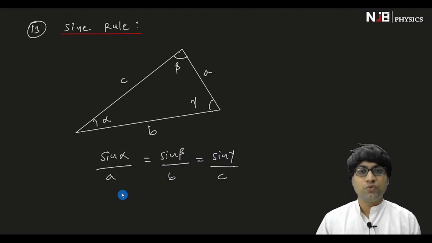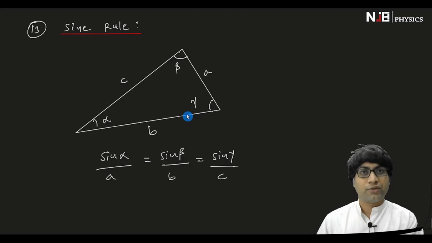So basically we can use this rule in certain situations where, let's say, alpha, beta and A are given to us, and we have to find the value of B. That means we have been given two angles, alpha and beta, and opposite to either alpha or beta, one of the sides is given to us. Then we can find everything else in this triangle. So this is sine rule.